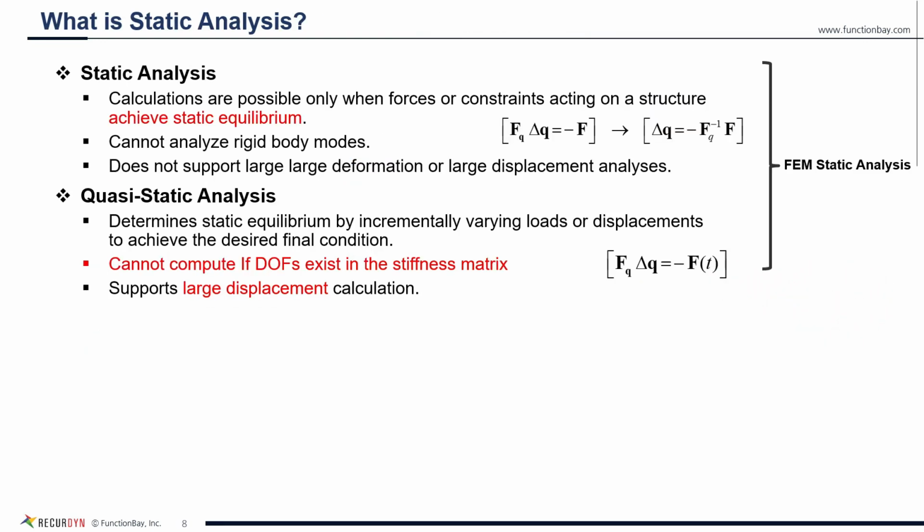Let's briefly go over static analysis. In general, static analysis involves calculating the stiffness matrix of a finite element model, and then applying boundary conditions to compute the external force vector, F. Then, we calculate the inverse matrix of the stiffness matrix and multiply it by the external force matrix, F, to calculate the small deformation, delta Q. This calculation is only possible if the stiffness matrix can be inverted.